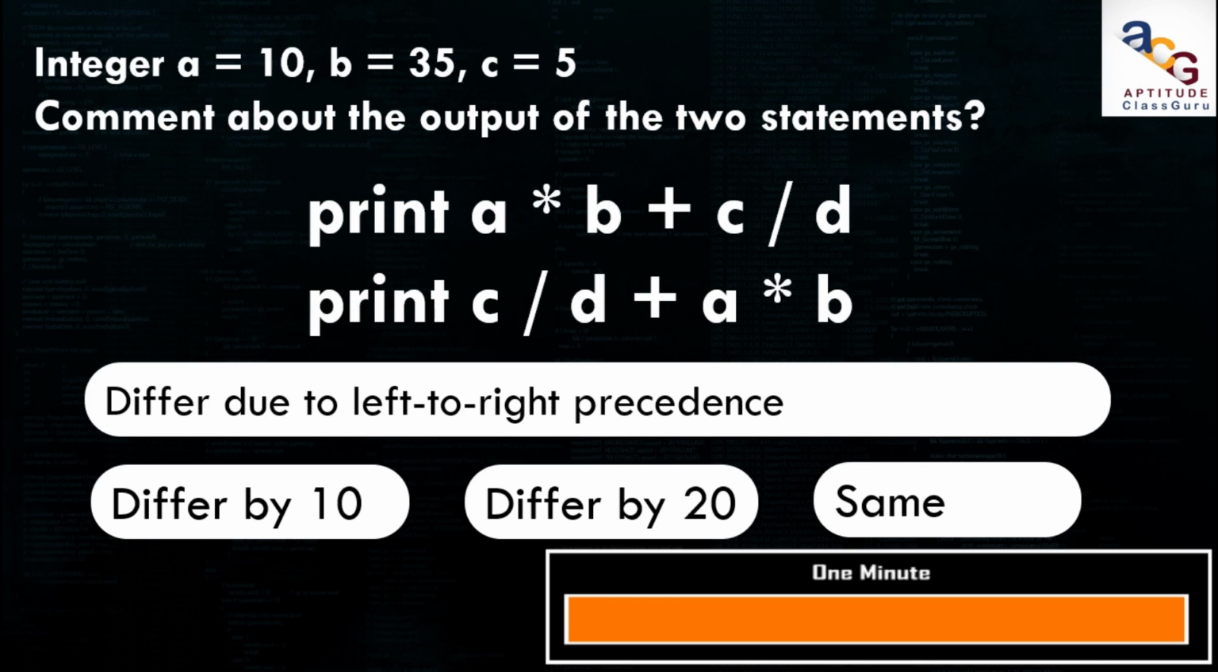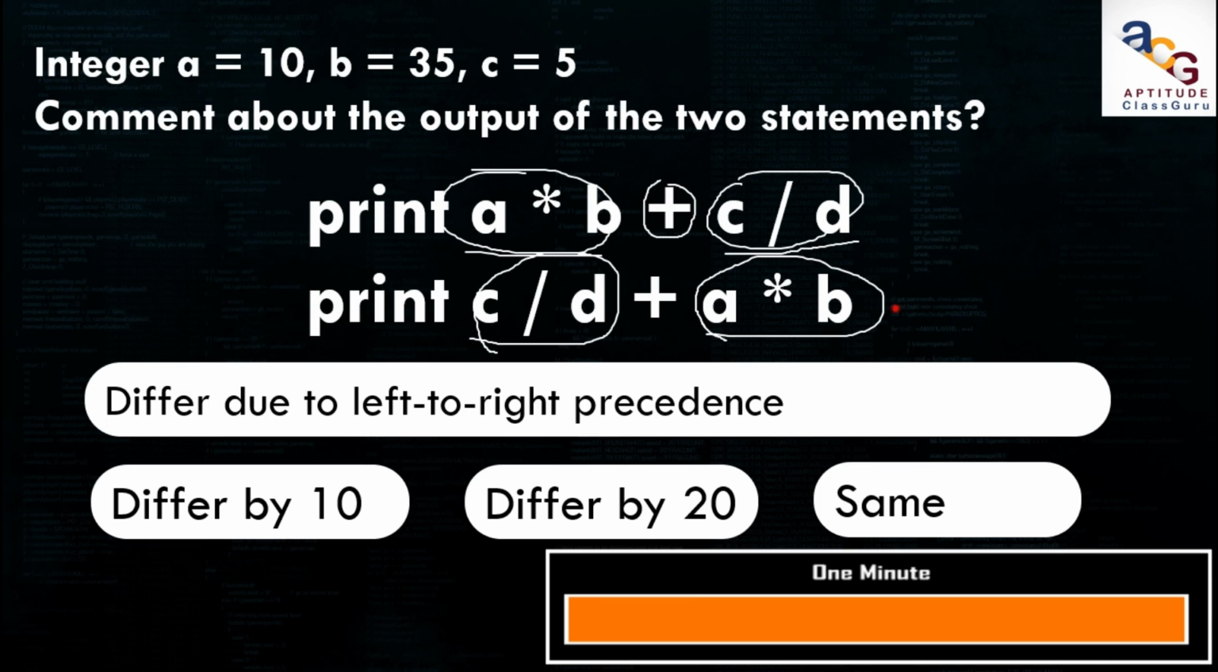What is the first arithmetic operation it will perform? A into B, and later C by D. After performing these two arithmetic operations, they will be added. For example, in the second expression also, C by D will be performed first, A star B second, and both will be added at the third level, such that A star B plus C by D is equal to C by D plus A star B. Why? Because of the commutative law, A plus B equal to B plus A. Both are equal, such that there is no difference between the values here.